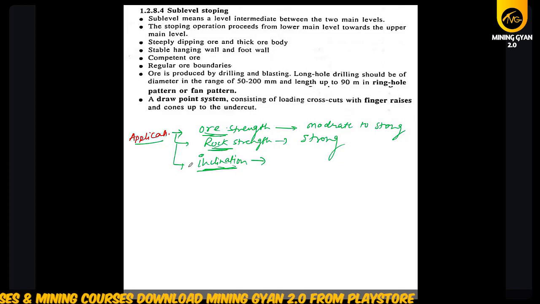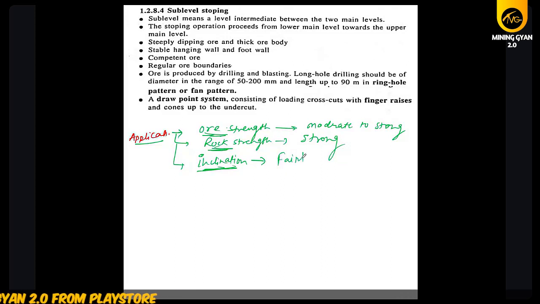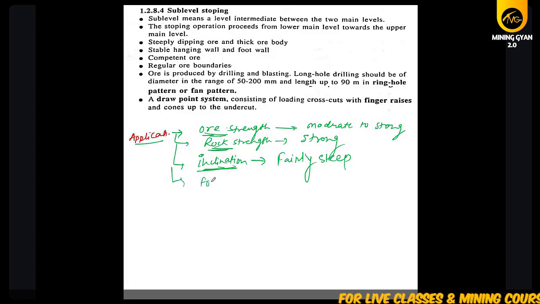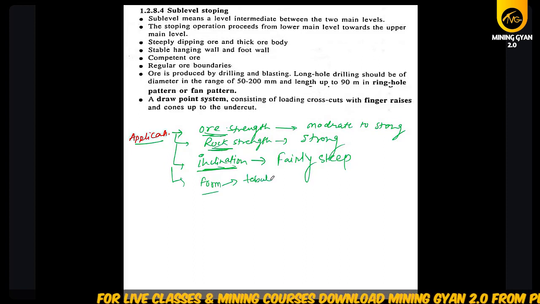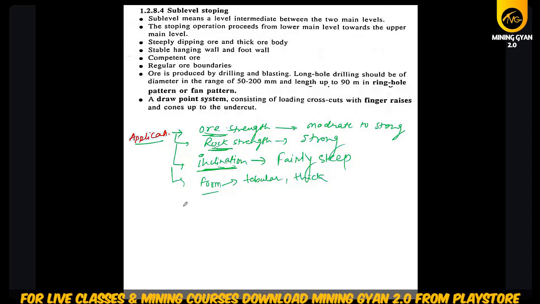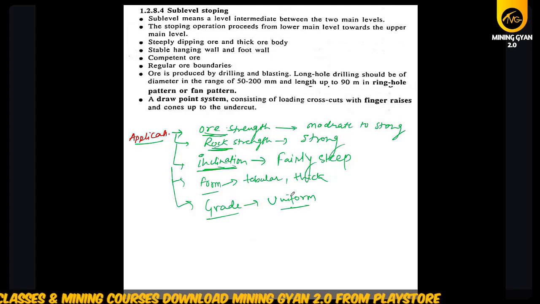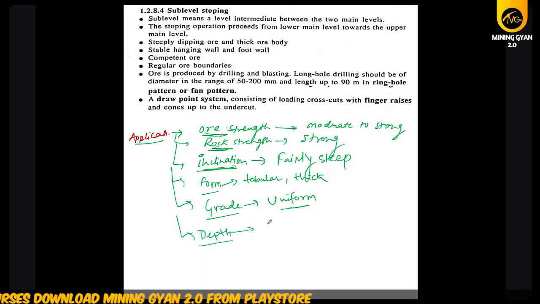Okay, so rock strength, and how much should the inclination be? It should be fairly steep. And what type of form should it be? The form, shape and size can be tabular. It can be tabular or thick. The grade of the ore should be uniform. Sub-levels are also there. And depth moderate, up to less than 1.2 kilometers. Okay, these are the few points.